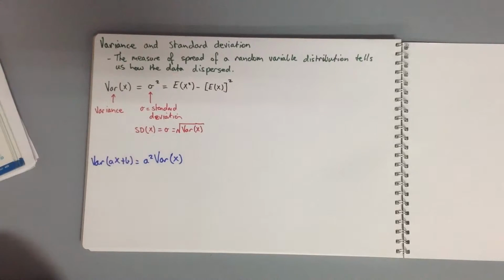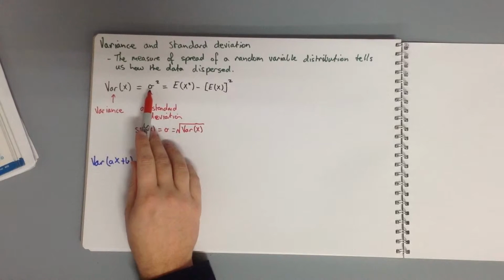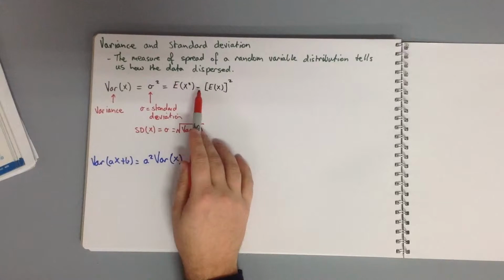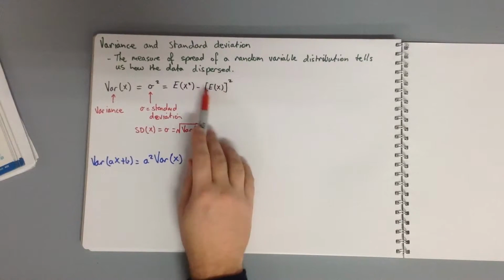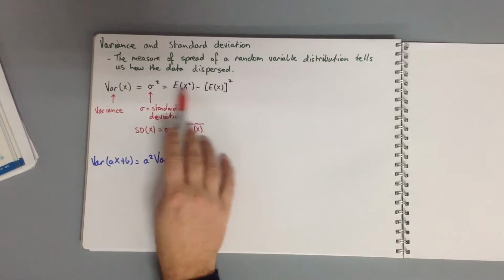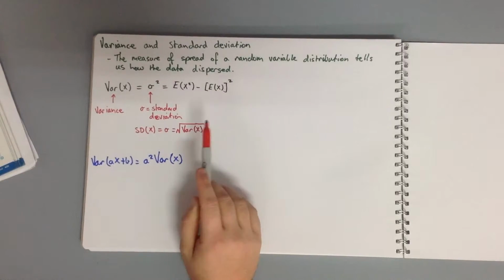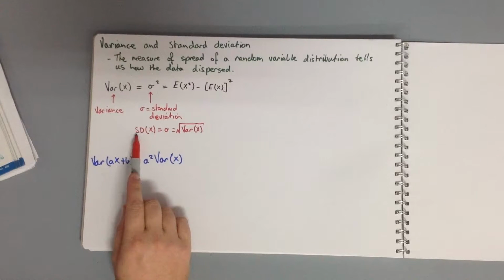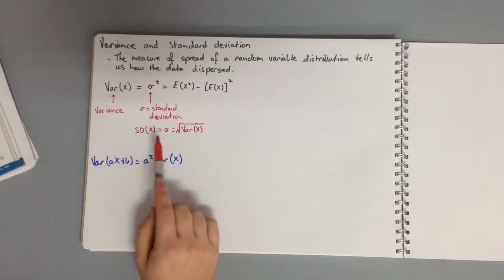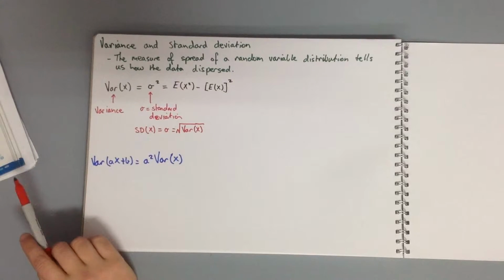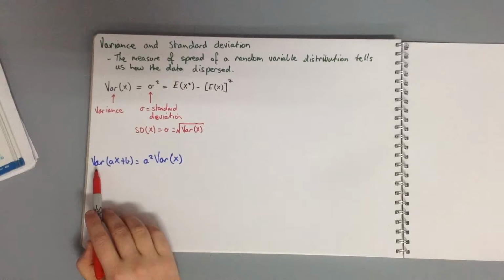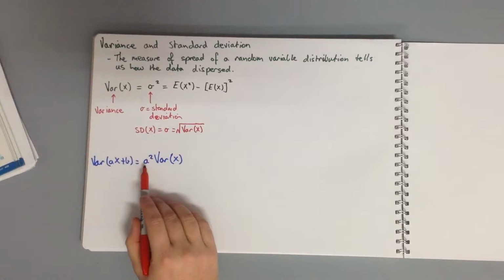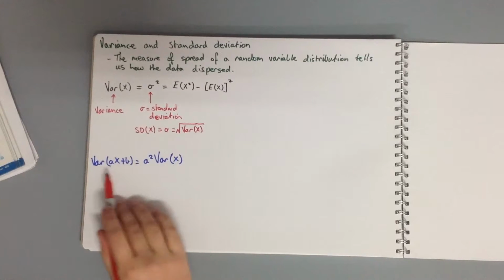The variance is Var(x), which is equal to sigma squared, which is equal to the expected value of x squared minus the expected value of x all squared. That's why we said these aren't the same things, because if they were, it would just equal 0 all the time. Sigma is our standard deviation, which we can also write as SD(x), and it equals the square root of our variance. We've got an identity for our variance as well: the variance of ax plus b is equal to a squared times the variance of x. The b isn't really important.